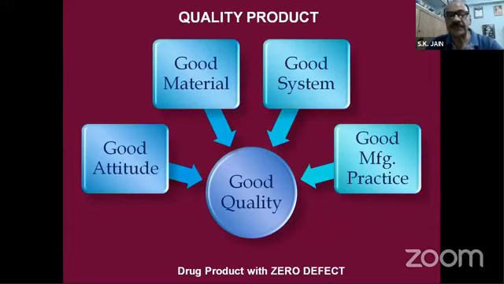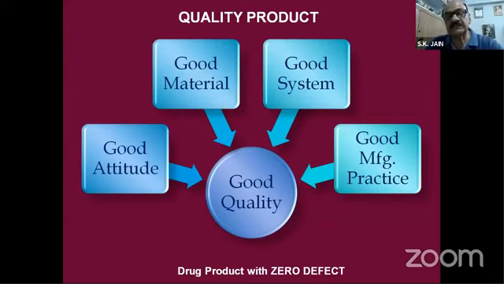So good aptitude is very important in making a good quality product, because if you do not have good aptitude, then you will not be able to produce a quality product, right? Then the good material. Naturally, if you want to prepare a good quality product and you have good aptitude, but you do not have good material, then your product will not have the desired quality, right?